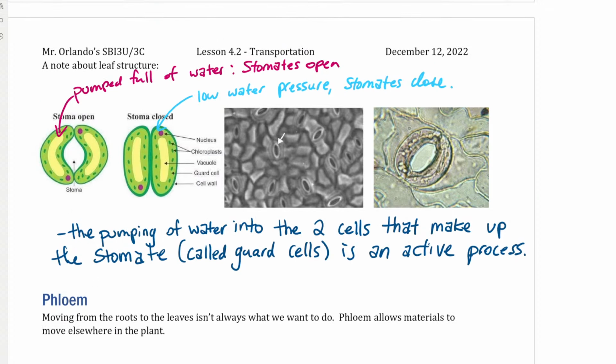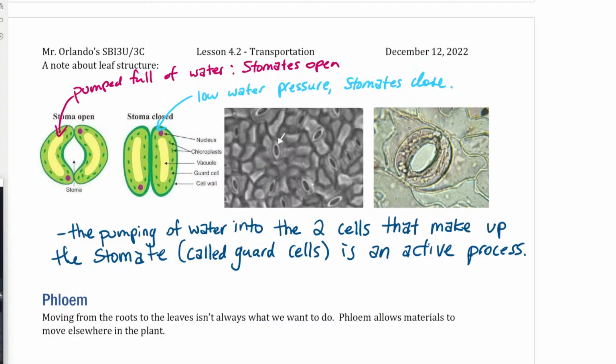So that's how xylem works. And I know that was quick, but that should be a review from yesterday. So if you're in class, I hope that doesn't feel like it was too hard to follow. Today we're going to quickly cover how phloem works, which is a different transport system altogether.